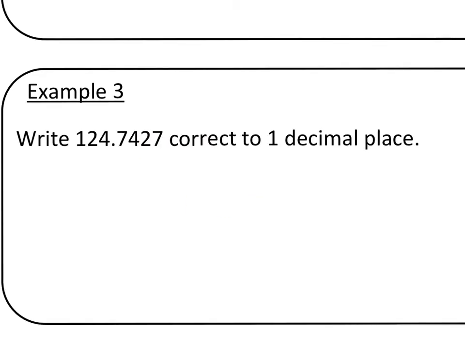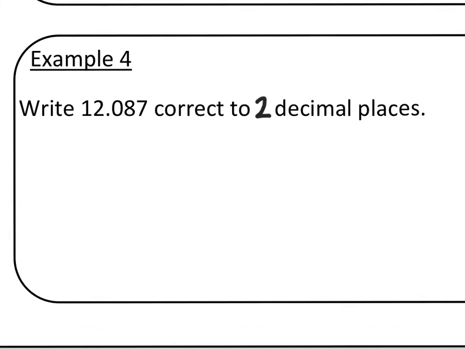Example 3, 124.7427 to 1 decimal place. So the 7 is the first decimal place, so we're going to look at the second, which is a 4. The rules for rounding, 4 is less than 5, so we're going to round down. So that will change 124.7427 to 124.7. Again, we've got 1 decimal place in our answer, which is what was required in the question.